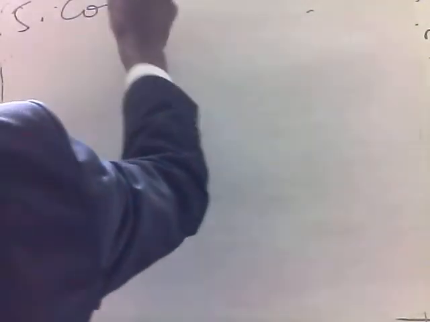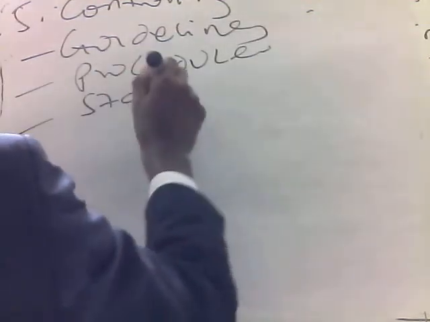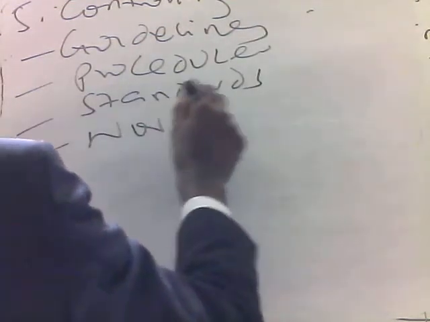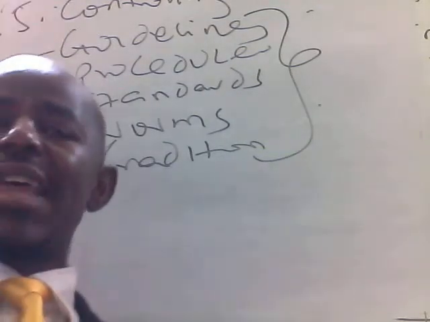Number five is what we call controlling. When we are talking about controlling, we mean that in every organization, there are guidelines, there are procedures, there are standards, there are norms, there are traditions. Now, controlling is ensuring that the work is being done within the guidelines, within the procedures, within the standards, within the quality norms. You are working within.